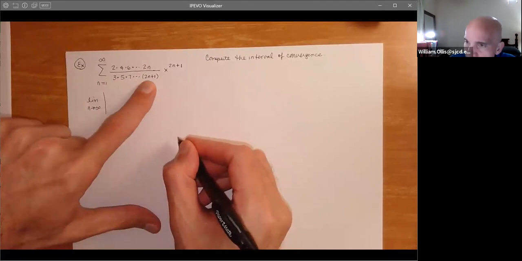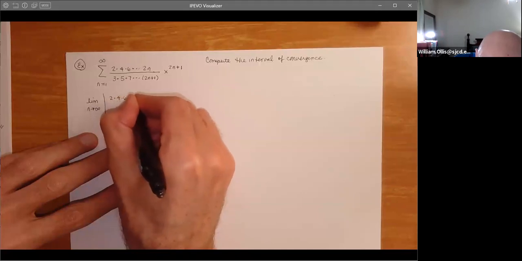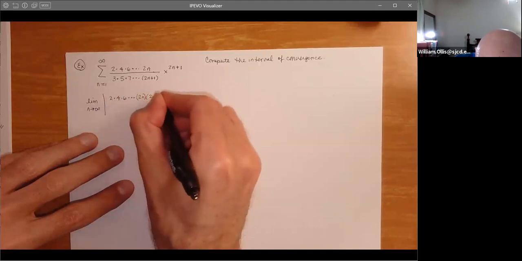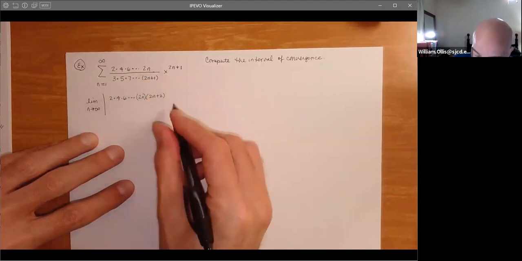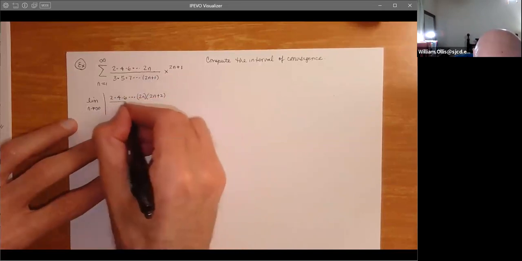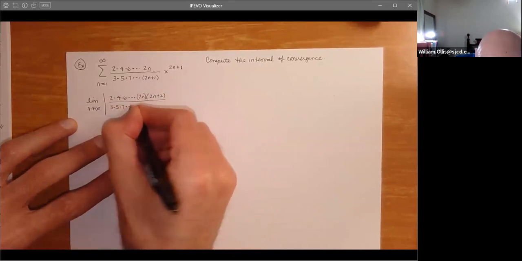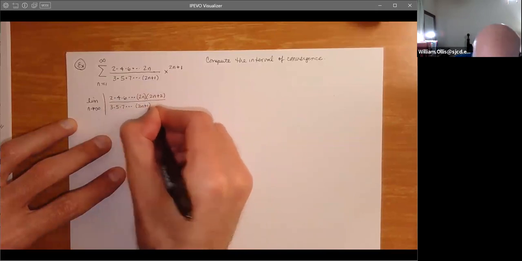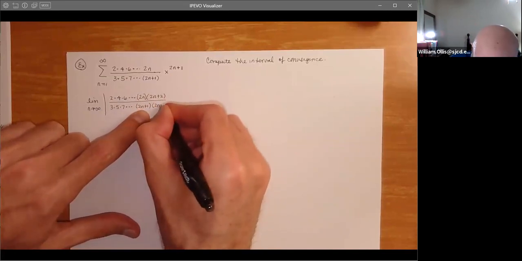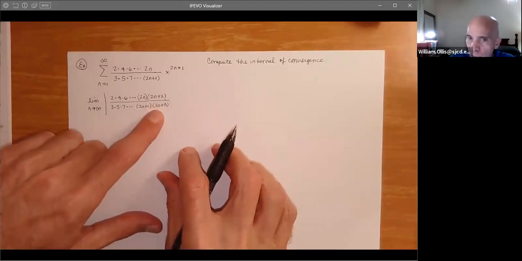So again, replace all the n's with n plus 1. So we get 2, 4, 6. Then we have 2n, and then of course, that will leave us with a 2n plus 2. When n becomes n plus 1, that gives us 2n plus 2. And then downstairs, similarly, we have 3 times 5 times 7, ascending to 2n plus 1. And then, of course, n becomes n plus 1. That'll give us a 2n plus 3. So the next odd factor here is 2n plus 3. So that's clear and that makes sense.